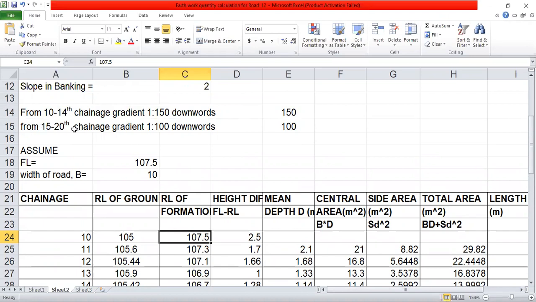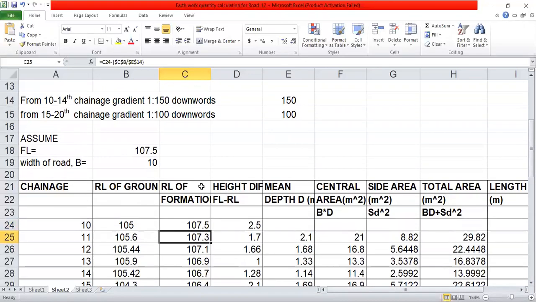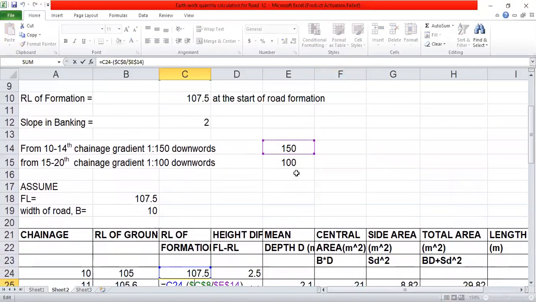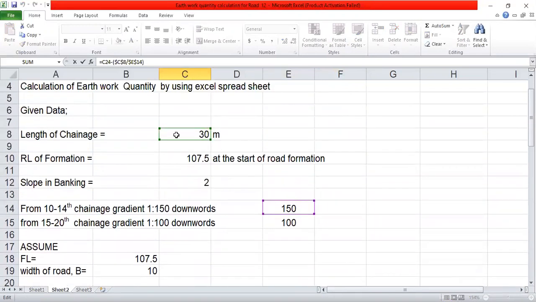For 15 to 20 chainage, the gradient is 1 in 100 downwards, which means it will also reduce. How to calculate the formation level for the next point: this is the formula. First, we have to take the previous value, that is this value, minus the chainage divided by the gradient.